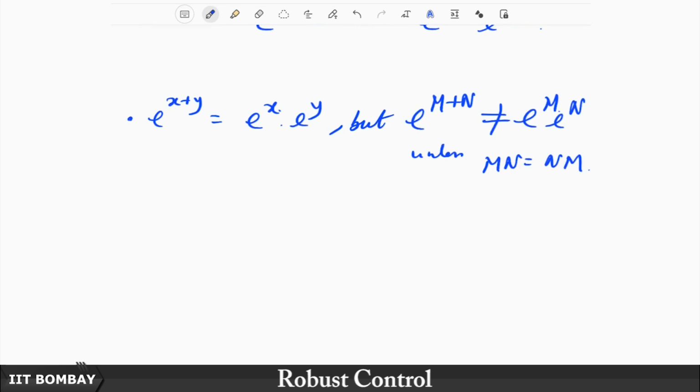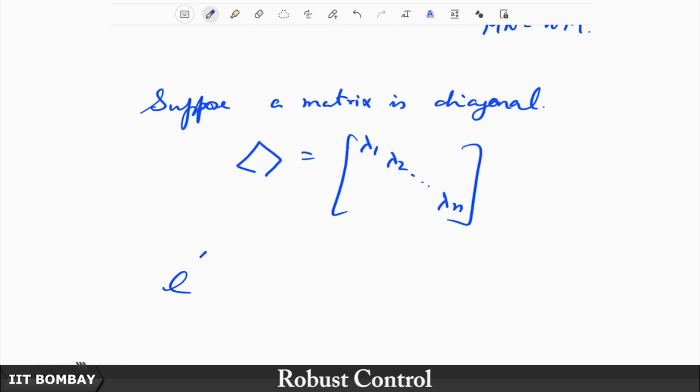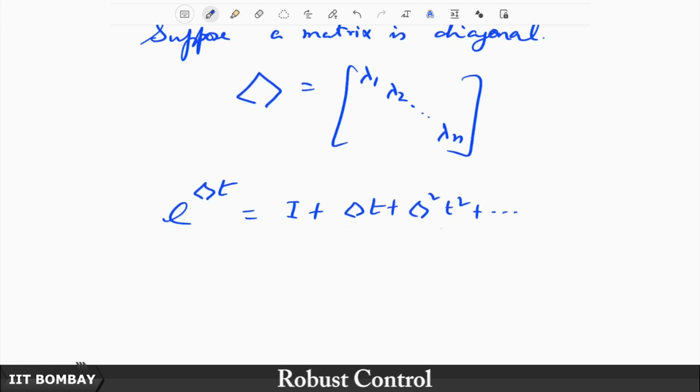Now that we have come this far, let us try and recall some of the initial results we had about matrices that are diagonalizable. Suppose a matrix is diagonal, that is Lambda is equal to, let us say, diag(lambda 1, lambda 2, dot dot dot, lambda n). Then what can I say about e to the Lambda t? It is going to be I plus Lambda t plus Lambda squared t squared upon factorial 2, plus dot dot dot. So, you look at each individual entry, and this is very easy to figure out.